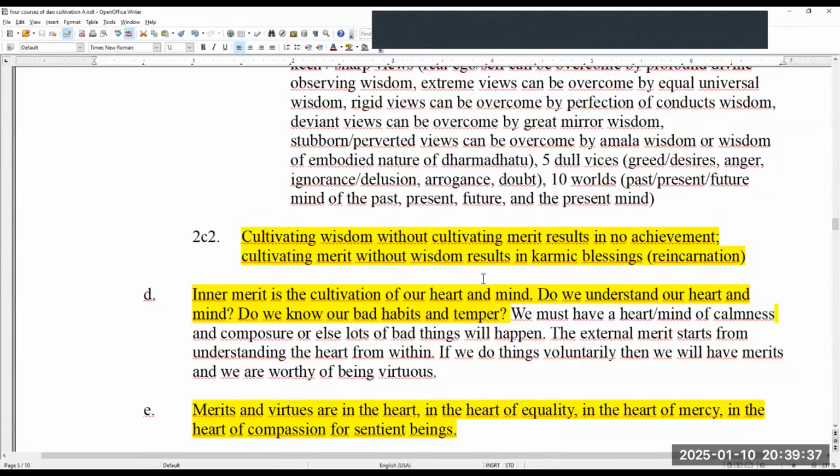Okay, and then of course, cultivating merit without wisdom results in karmic blessings, only because when you only talk, you're only pursuing merit, so to speak. Without the wisdom to associate with it, it's only what's called karmic blessing, because after all, you only get blessings in your next life. So that's the reincarnation aspect. Therefore you need to have both, and balance both within each other, the wisdom and the merit itself.